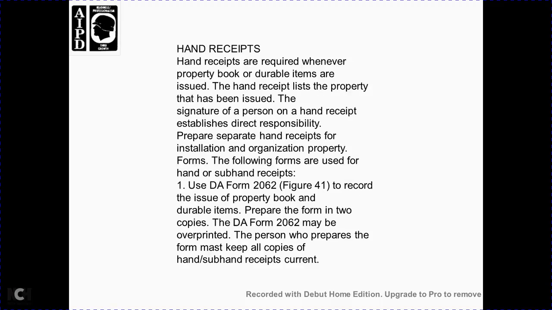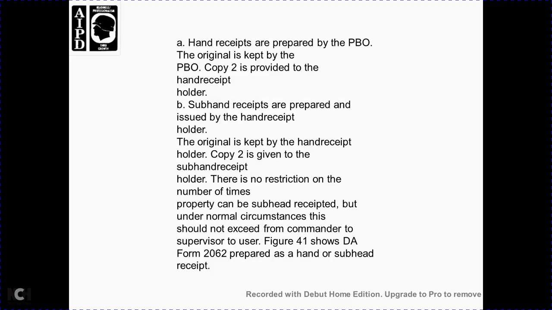Alright, hand receipts. Hand receipts are required for the durable items of property that have been issued, listed in the property book. The person who signs the hand receipt is directly responsible for the property. Separate hand receipts are used, such as the installation organization property form and the hand and sub-hand receipt, DA Form 2062, figure 41, the record of issued property, with a block for durable items of property. The person who prepared the form must keep all copies of the hand and sub-hand receipts current.